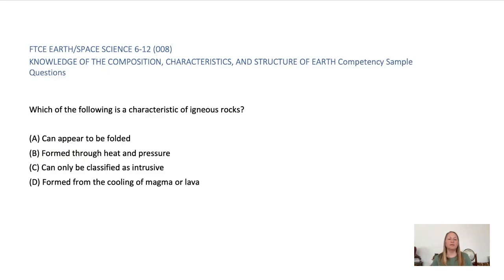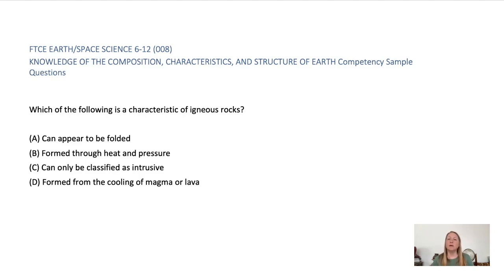Which of the following is a characteristic of igneous rocks? A. Can appear to be folded. B. Formed through heat and pressure. C. Can only be classified as intrusive. Or D. Formed from the cooling of magma or lava. A. Can appear to be folded is incorrect. Folding is a characteristic of metamorphic rocks. B. Formed through heat and pressure is incorrect. That's also true for metamorphic rocks, not igneous.